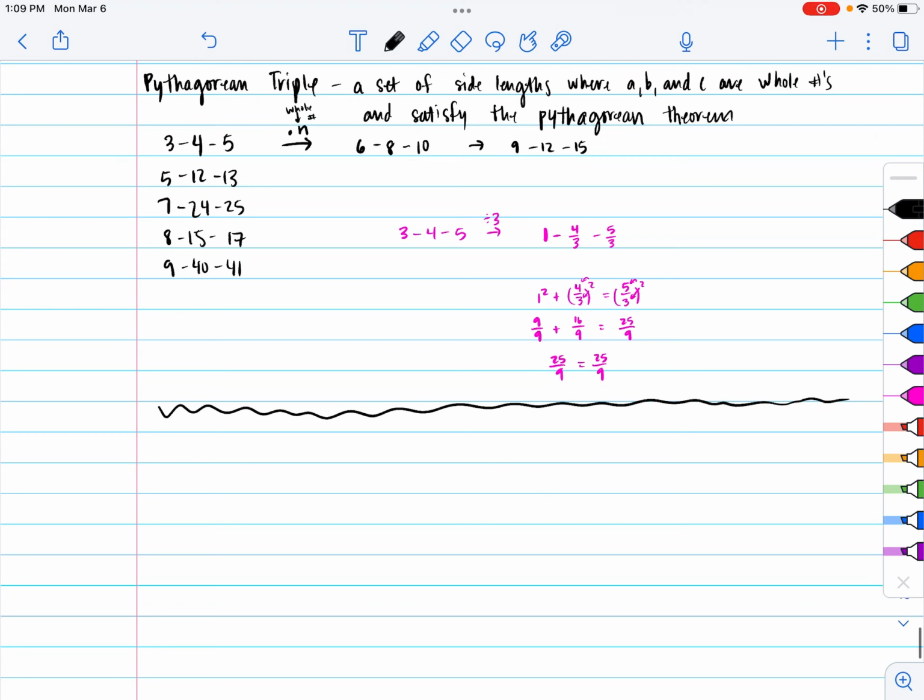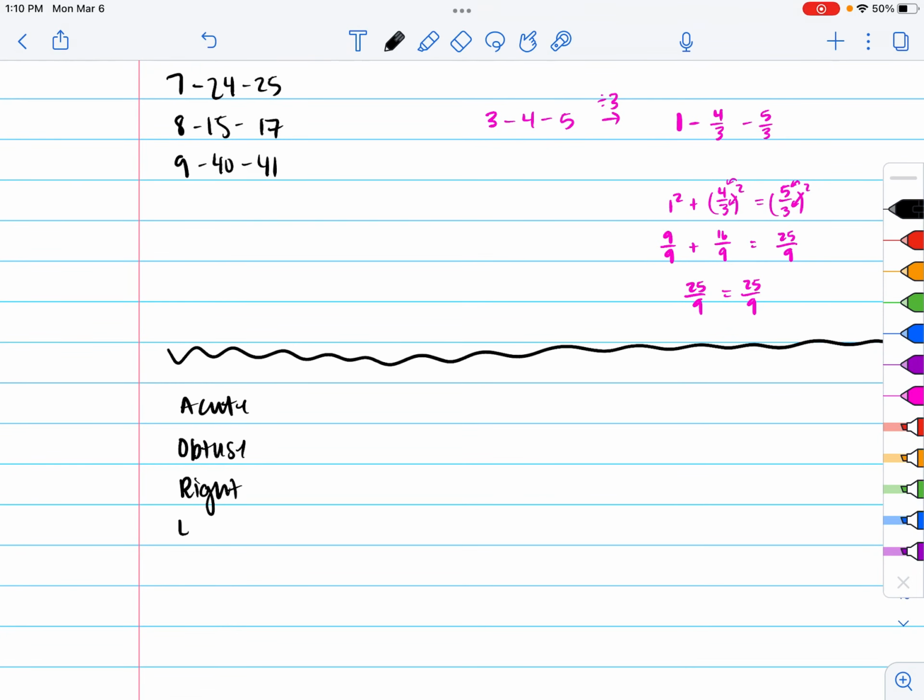So, as we know, there are four types of triangles that are related to their angle measures. We have acute triangles, obtuse triangles, right triangles, and then a fourth classification, which is equiangular. In this context, equiangular just means all of the angles are 60 degrees, making it an acute triangle. So we're not going to worry about equiangular. We are going to just focus in on these three. And the Pythagorean theorem is related to all three of these.